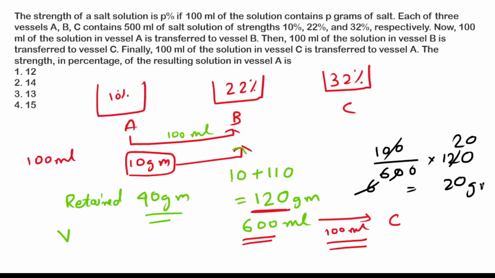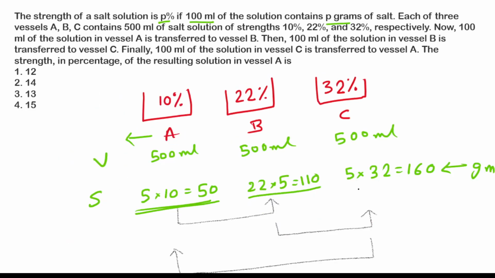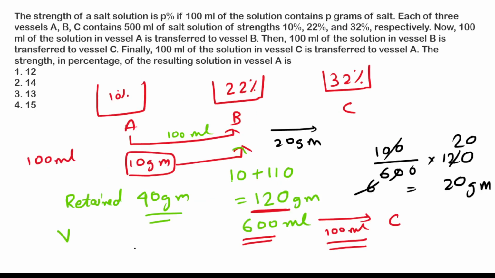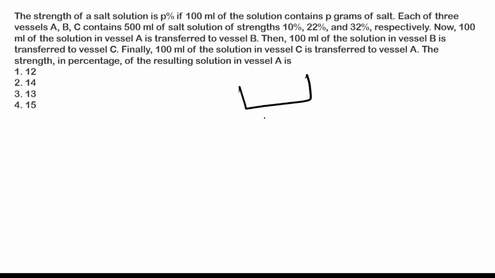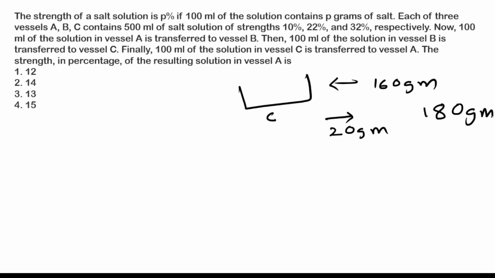So 20 gram of salt is transferred from B to C. And what is the amount of salt that is already present in C? That is 160 gram. In C, 160 gram of salt is already there, and 20 gram came here again. So it is 180 gram now. And what is the volume? 500 ml was the initial volume, plus 100 ml is transferred, so that is 600 ml.